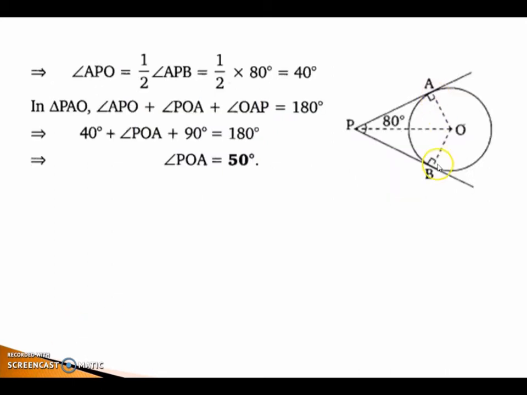Angle A is 90, angle B is 90, angle P is 80. So what should be angle O? Using the angle sum property, when you solve, you will get the entire angle AOB as 100. But you need to find only POA. So POA will be half of AOB, because these are congruent triangles and by CPCT, POA and POB are equal. So both should be 50 each.